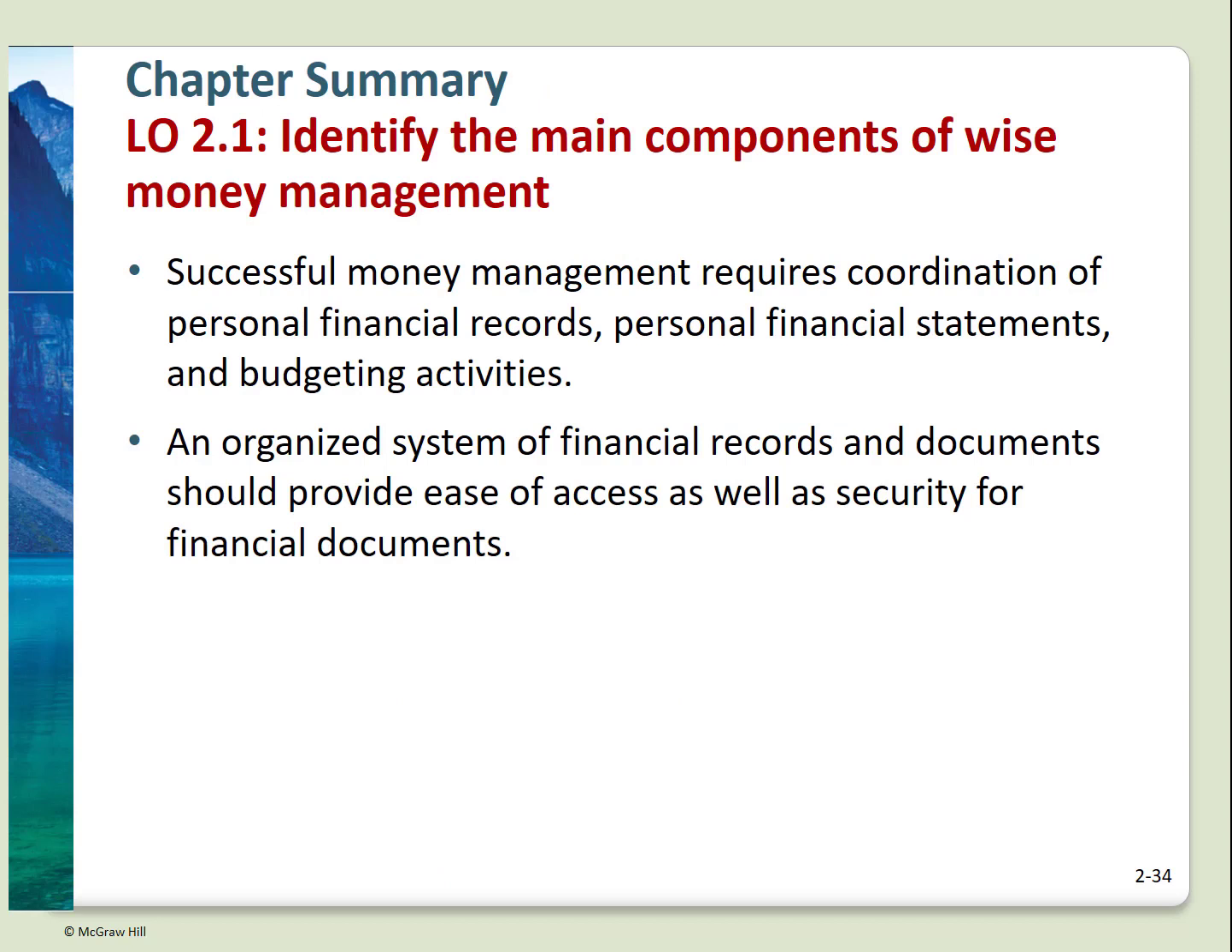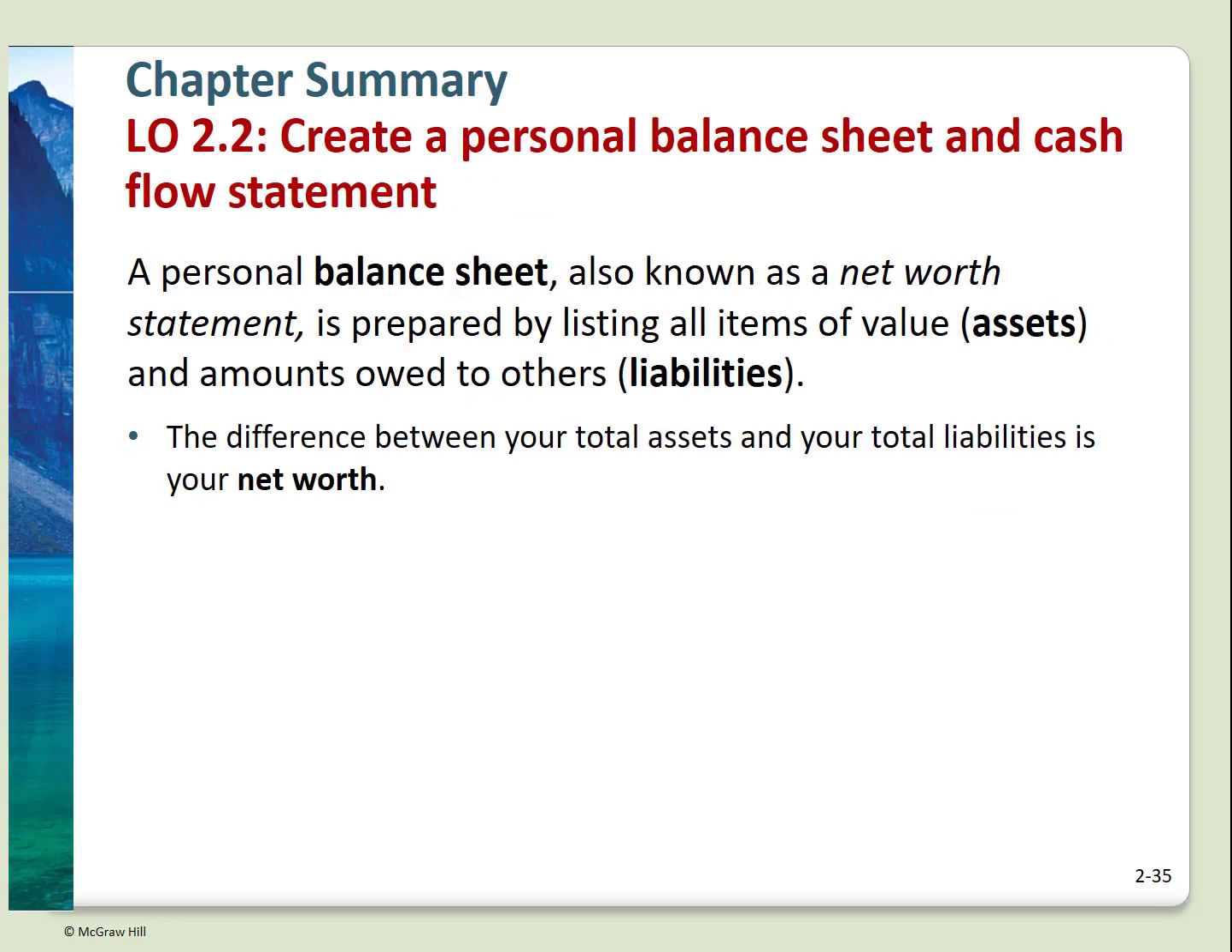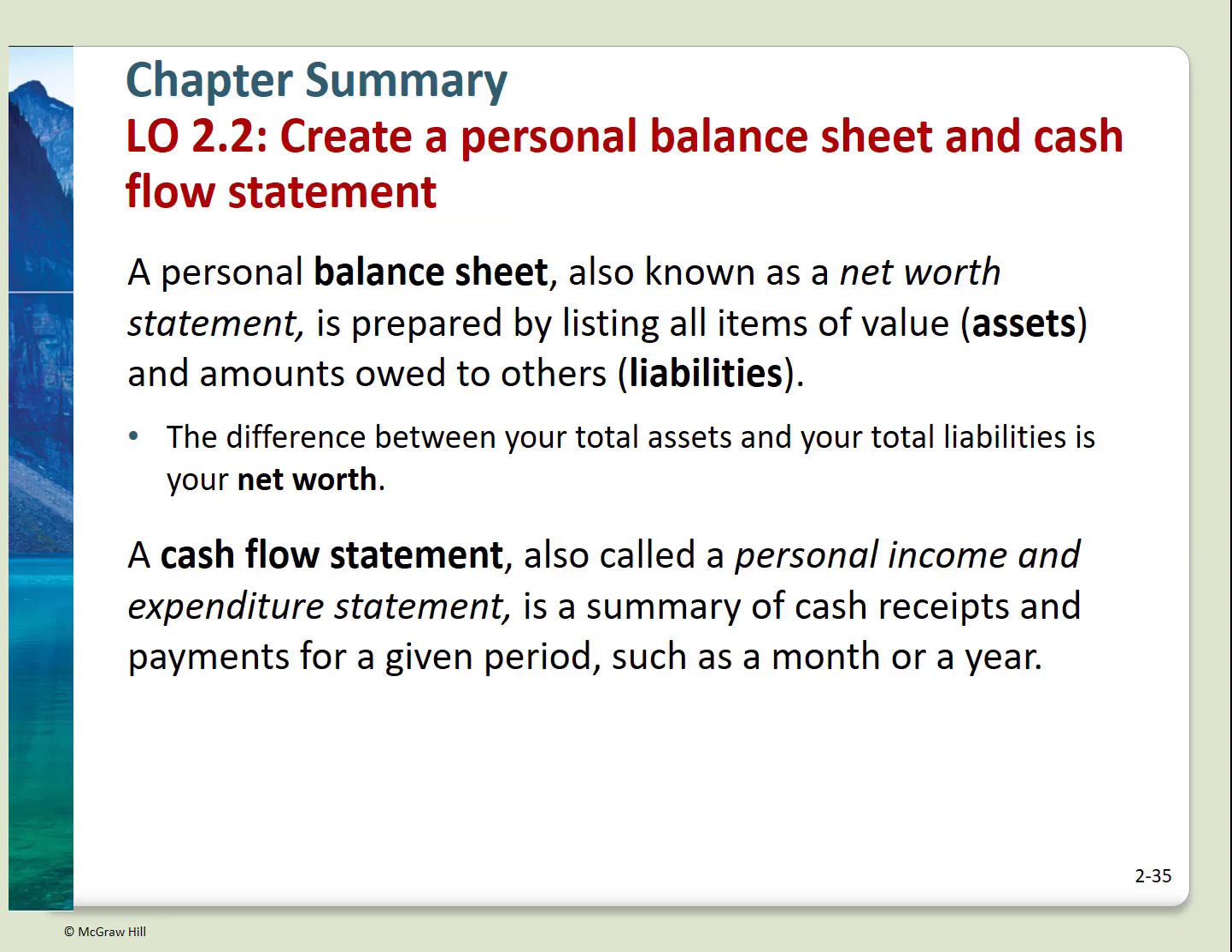This actually completes Chapter 2. We'll summarize our learning goals for this chapter. Learning Goal 1: identify the main components of wise money management. Learning Objective 2 was the critical one: creating your personal balance sheet and cash flow statement. This is one of the most important steps in beginning to gain control over your personal finances. With any project, you have to know where you are now, balance sheet and cash flow statement, versus where you want to go and how you're going to get there, budget.